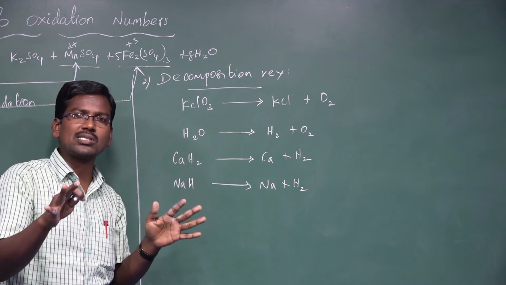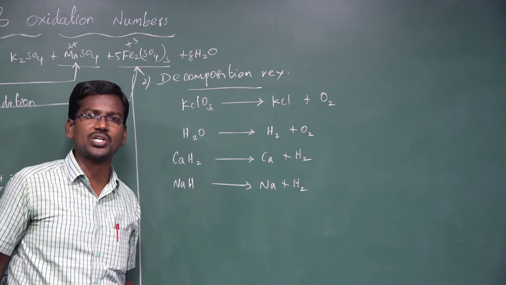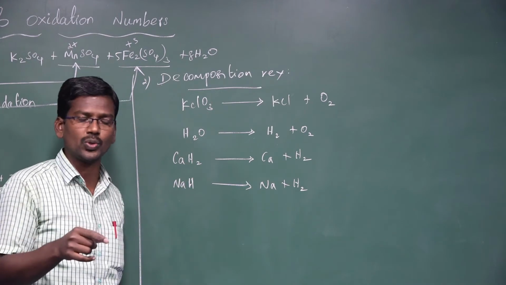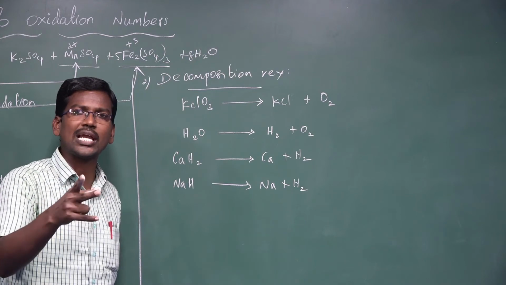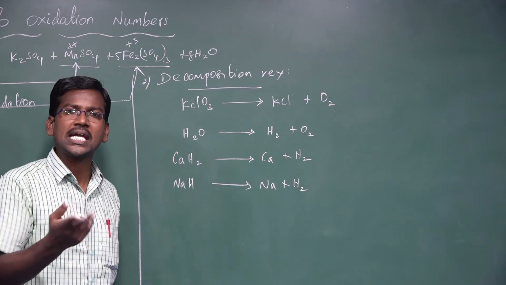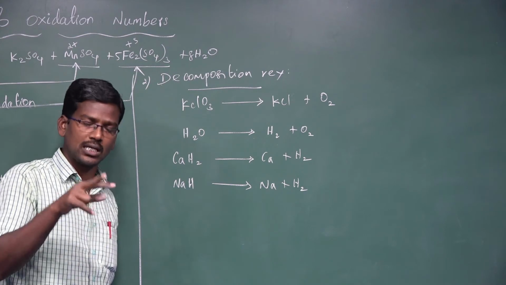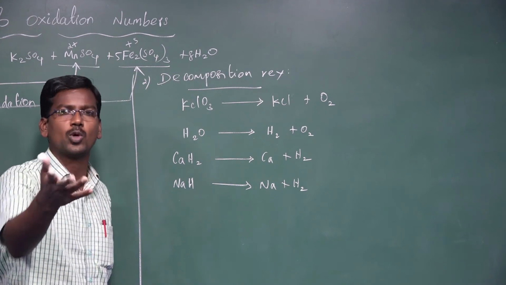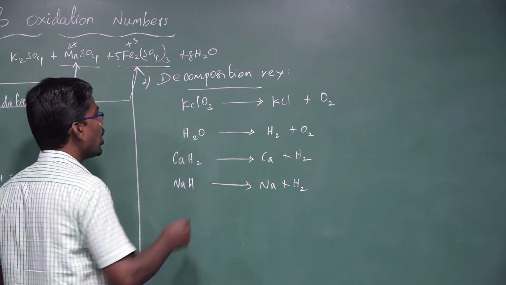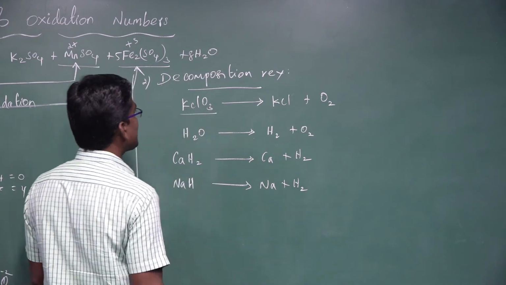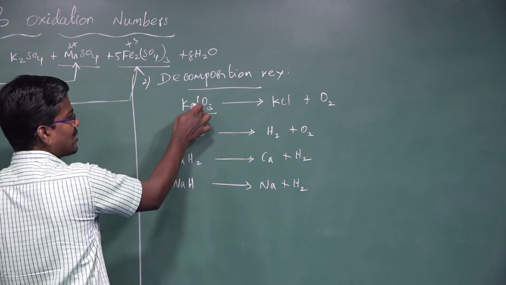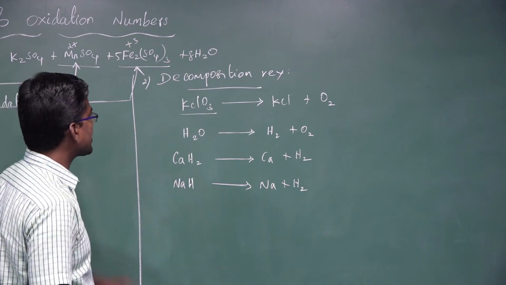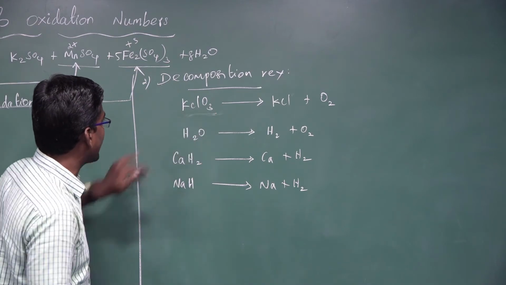So the decomposition reaction is the reverse of a combination reaction. Already I told you, combination reaction means two elements combine to form a product. Decomposition reaction means a single compound breaks to form two or more products. Okay. Potassium chlorate. What is the oxidation state of chlorine in potassium chlorate? Find out the oxidation state of chlorine in potassium chlorate.